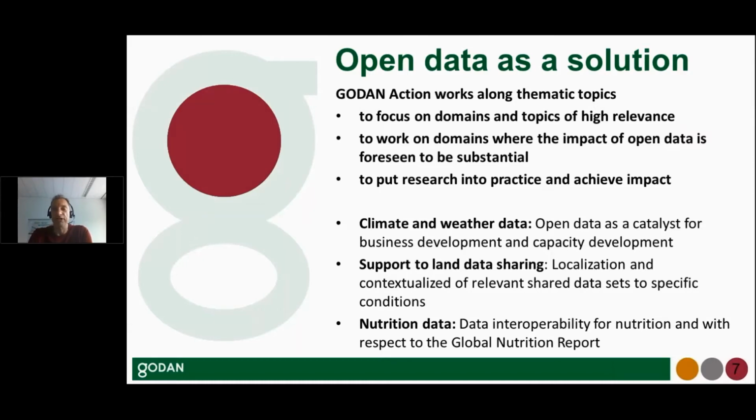So these are domains where the impact of open data is foreseen to be substantial, where there are already developments and where there's interest from stakeholders, and where we think we can put our research into practice and achieve some impact. So these topics are climate and weather data. I have to correct that because it's actually only weather data.